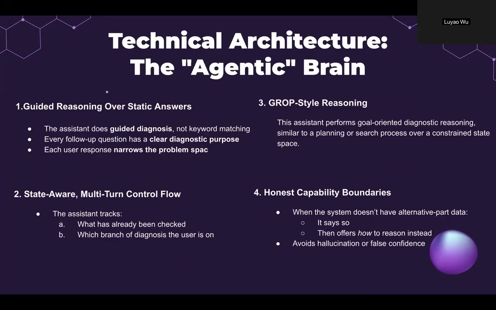In terms of technician-level architecture, we created an agentic brain. What that means is it's more than a chatbot. It actually uses a route-based architecture to handle intention and history-based slot filling. So it performs diagnostic reasoning similar to a planning process over a constrained state space. It also knows what has already been checked and which branch the user is on.